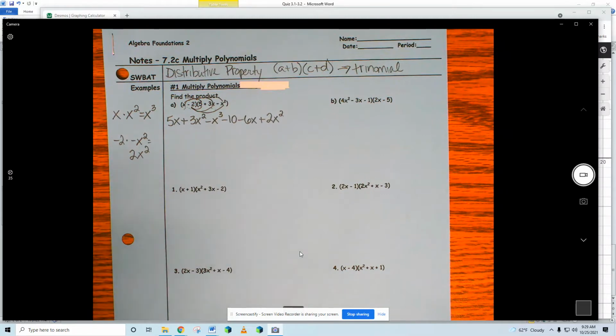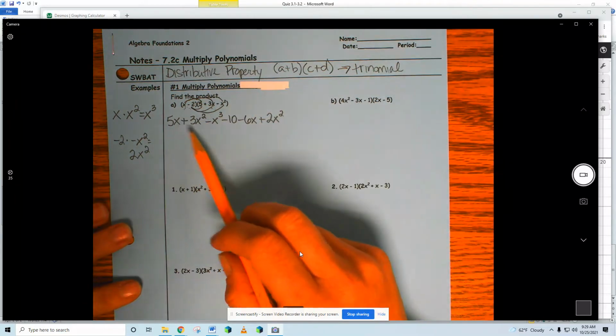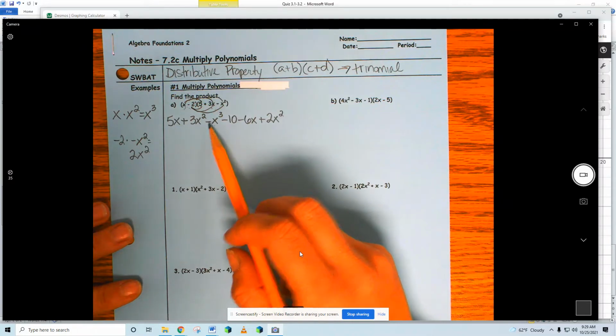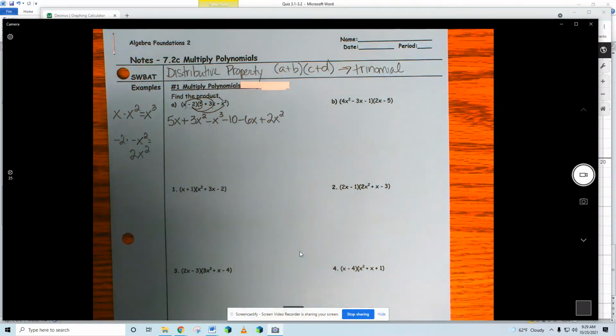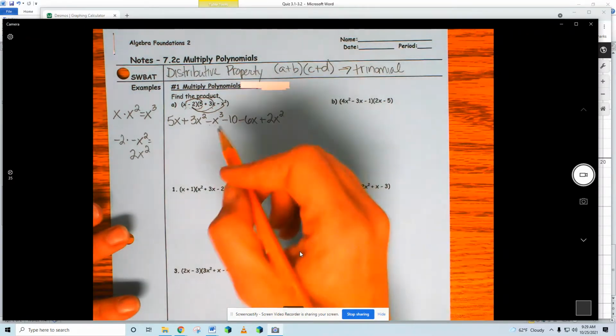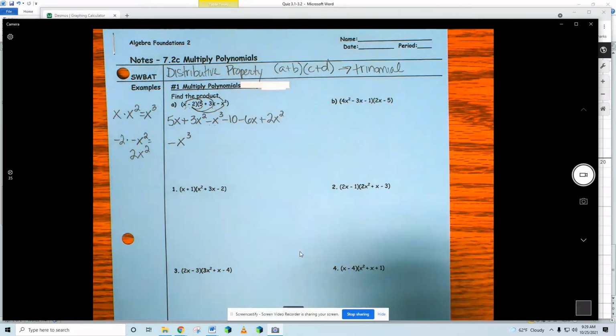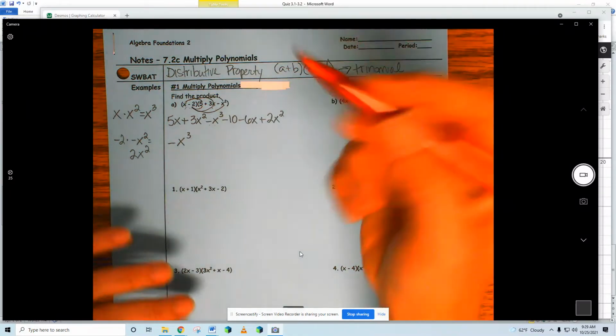Now things are out of order. I need to put this in standard form, which means the biggest exponent leads the way. My biggest exponent is the x cubed, and there's a negative sign in front of it. The negative sign stays with it. So I'm going to lead the way with my negative x cubed. This is standard form. And now I'm going to combine like terms on the rest.